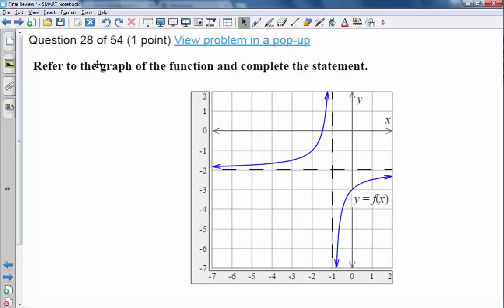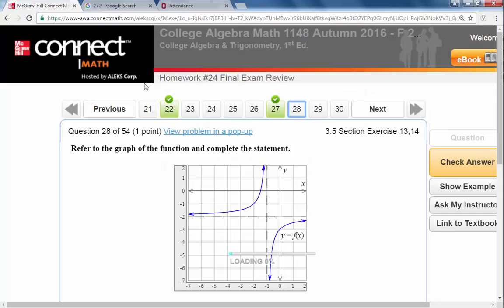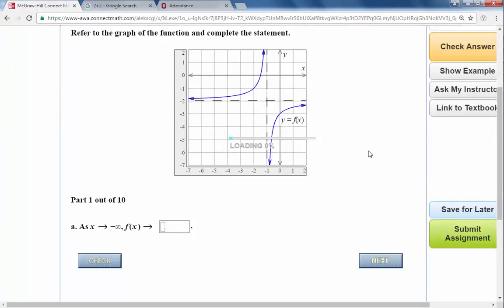Okay, there is a graph given. What statement are we trying to complete here? We are looking at when x values become huge negative numbers, what is happening to the y values? Again, x becoming negative huge means here's your x-axis. Where are the huge values listed? On the far left side. Far left. Not even here. This is just minus 7, small number.